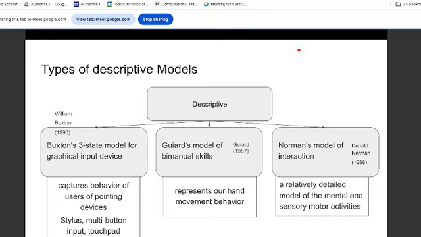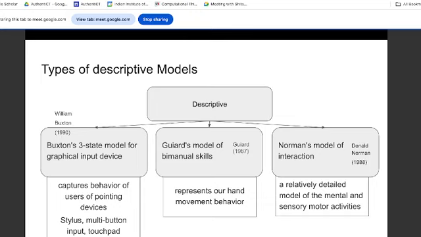Now let's look at the types of descriptive models. So there are three types. First one is Buxton's three-state model for graphical input devices. It was created by William Buxton in 1990. What this model captures is a graphical input to modify the states. So this captures the behavior of users of pointing devices, only of the pointing devices. So that is the keyword of this Buxton's model.